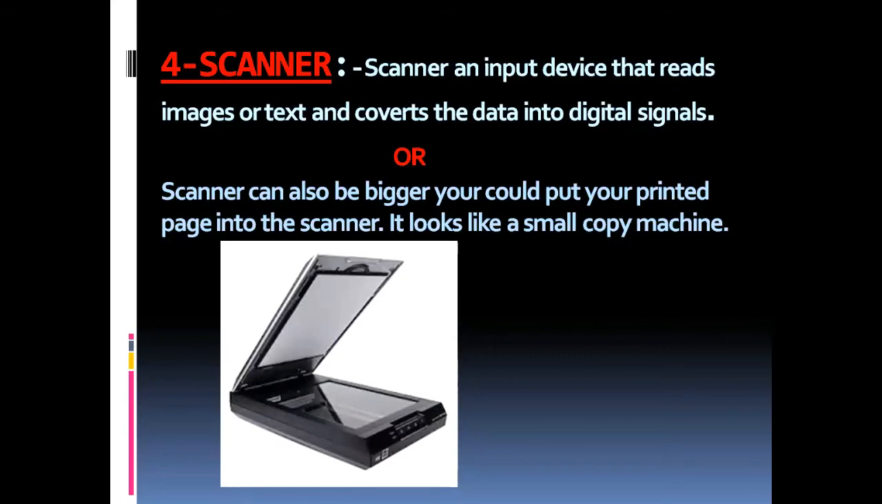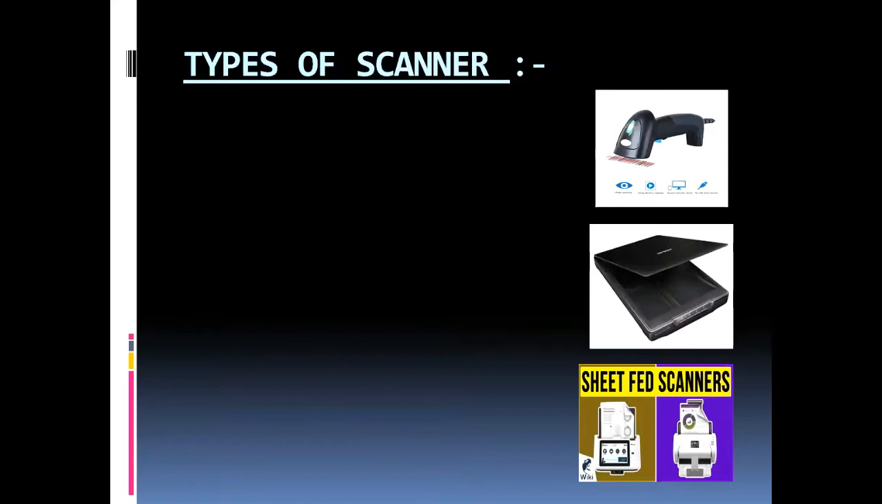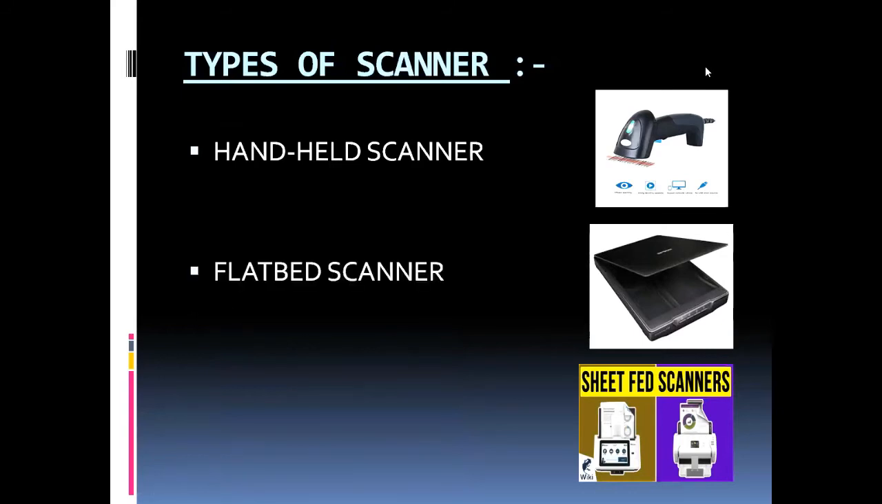A scanner is an input device that reads images or text and converts the data into digital signals. You could put your printed page into the scanner. It looks like a small copy machine. There are the following types of scanner. Number one is handheld scanner. Number two is flatbed scanner. Number three is sheet feed scanner.